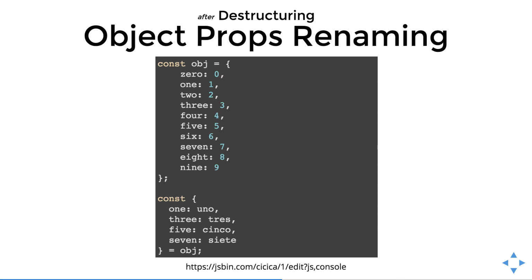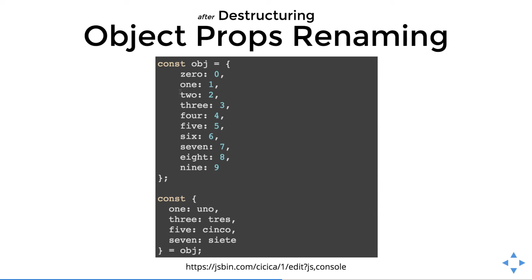We're saying, hey, grab 1, give it the variable name uno. Grab 3, give it the variable name tres. So throughout this scope, uno, tres, and so on refer to object.1 and so on and so forth.